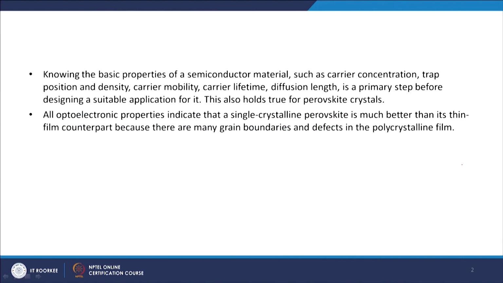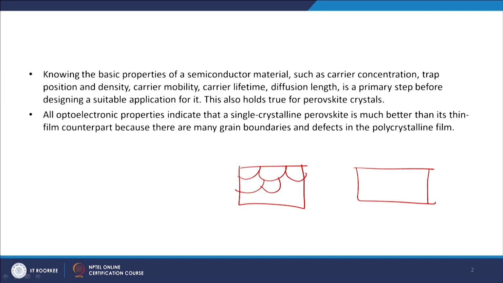All optoelectronic properties indicate that a single crystalline perovskite is much better than its thin film counterpart, because there are many grain boundaries and defects in the polycrystalline film. For example, if I draw, this is a polycrystalline film and you consider this is the corresponding single crystal. Now, in the same area, if this is a polycrystalline film, then we know that there are a lot of grains existing in the system.